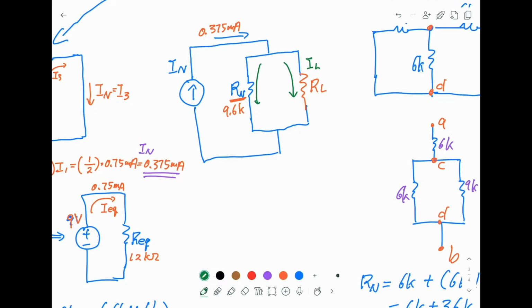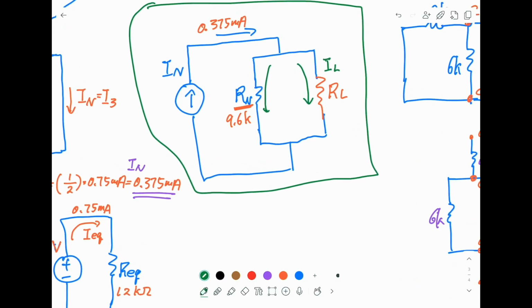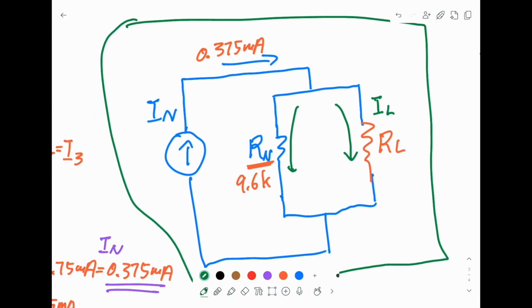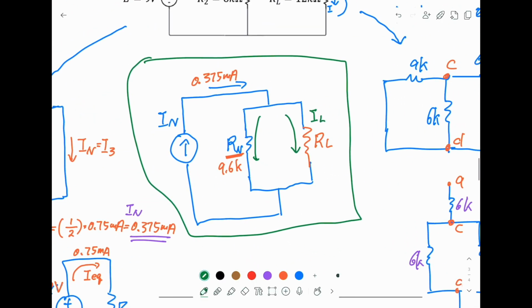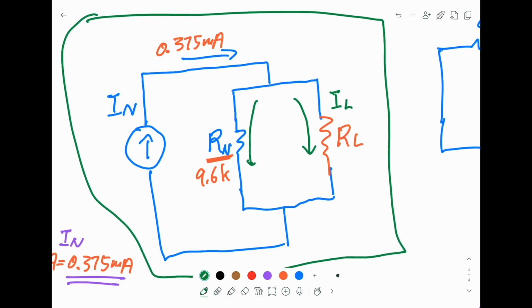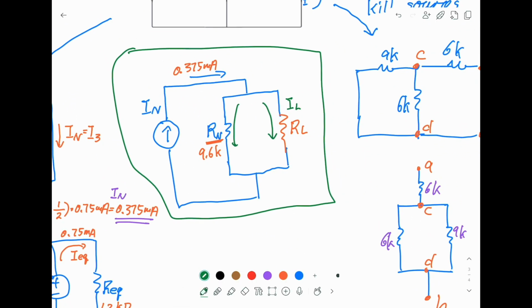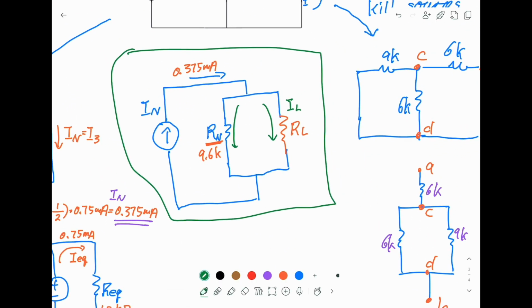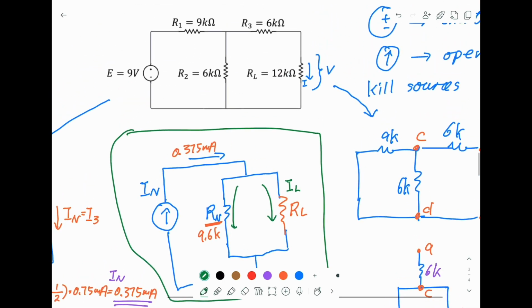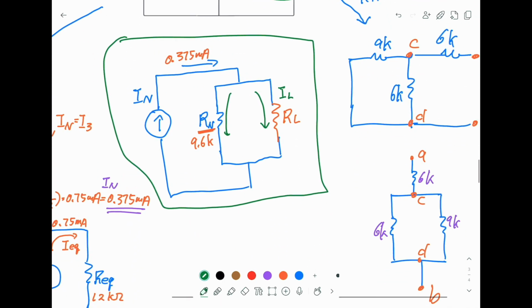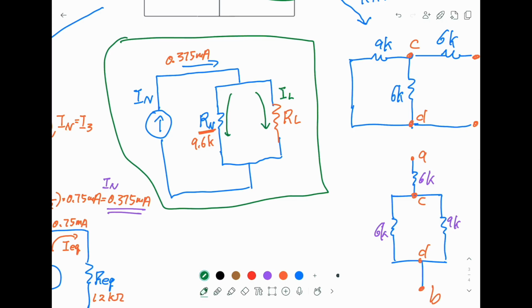Now, once we got this one here, the rest is very easy, because now we can look at this circuit here again. We found the Norton current, which is 0.375. We found the Norton resistance. This is the same as Thevenin resistance. It's 9.6 kilo ohm. Now, we use this one to replace anything outside this circuit except the RL. So we put the RL back.